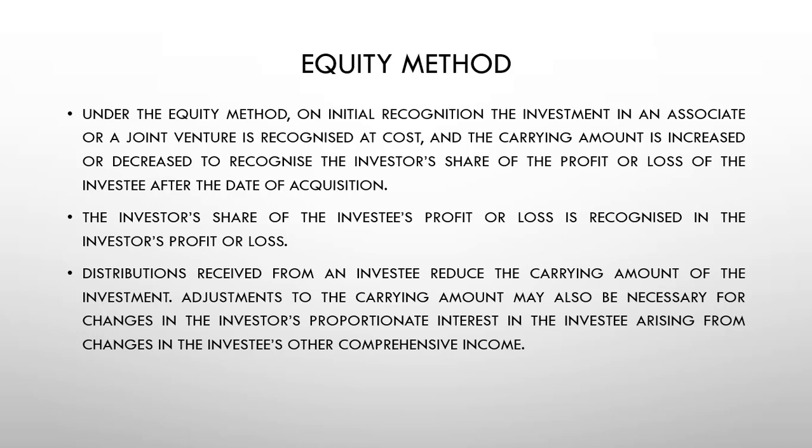Now, in the equity method, initial recognition of the investment is obviously at cost. If you purchase it, that will be the cost, and any, of course, incidental cost in acquiring the investment. And then it will increase or decrease, depending on the profit or loss of the investee. The investor's share of the investee's profit or loss is recognized in the investor's profit or loss. Distribution received from the investee is a reduction of the carrying amount of the investment. An example of that will be dividends. If the investee declared or distributed dividends, then it will reduce the carrying amount of the investor's interest. Of course, it will affect the investment account.